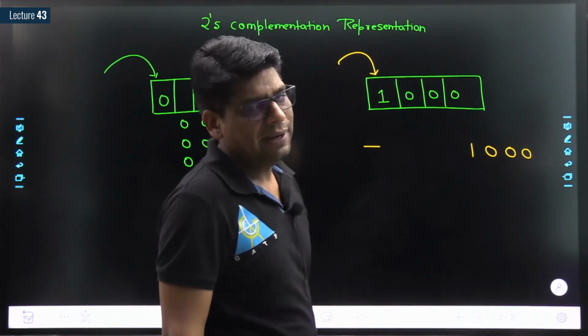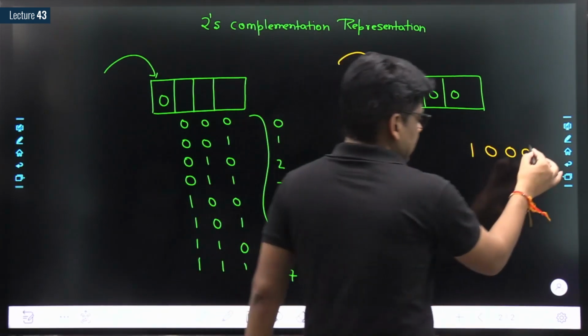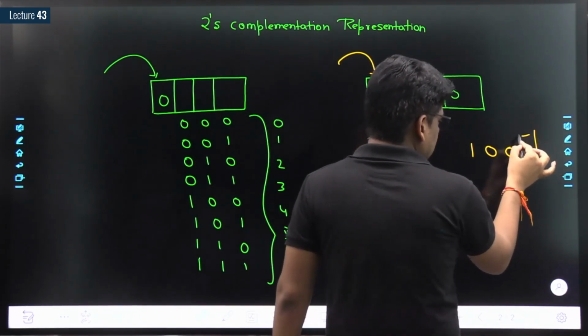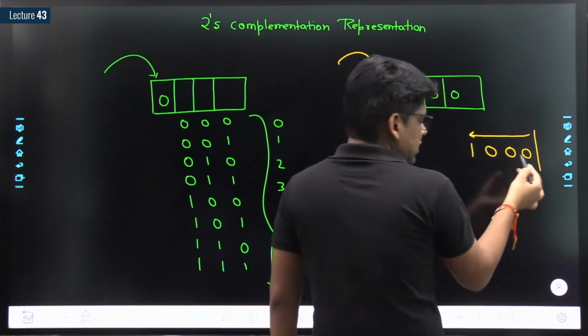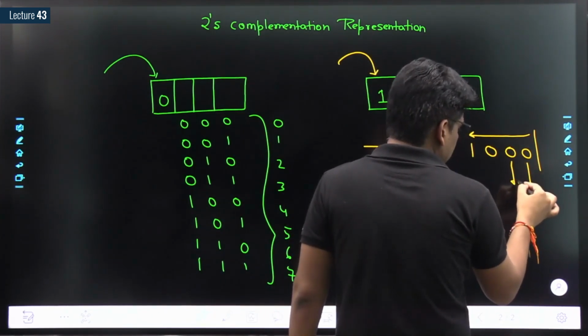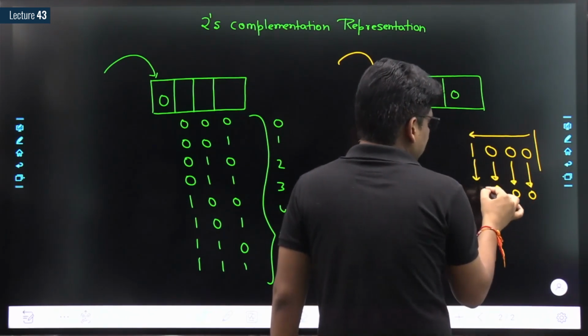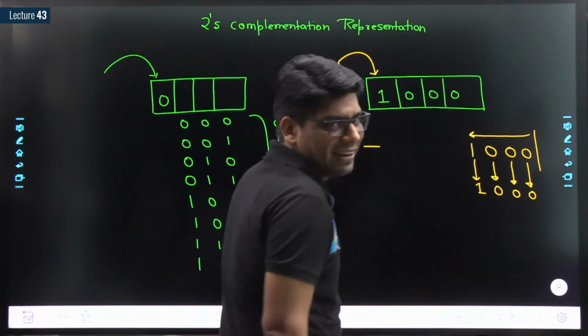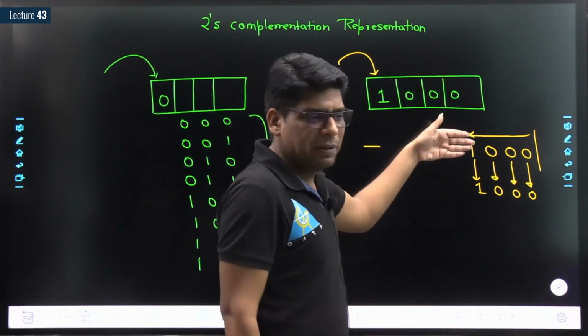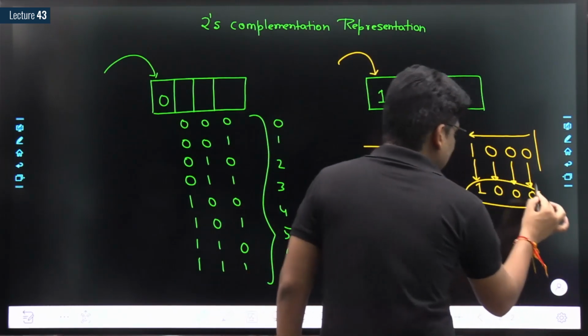Sir, 2's complement can be computed in 2 ways. First way is, sir, from right to left, just copy all the bits until you get the first one. Sir, 0, 0, 0. We get the first one, but unfortunately, this is the last one. That means, sir, the 2's complement of this is this. That means we got the binary number like this.